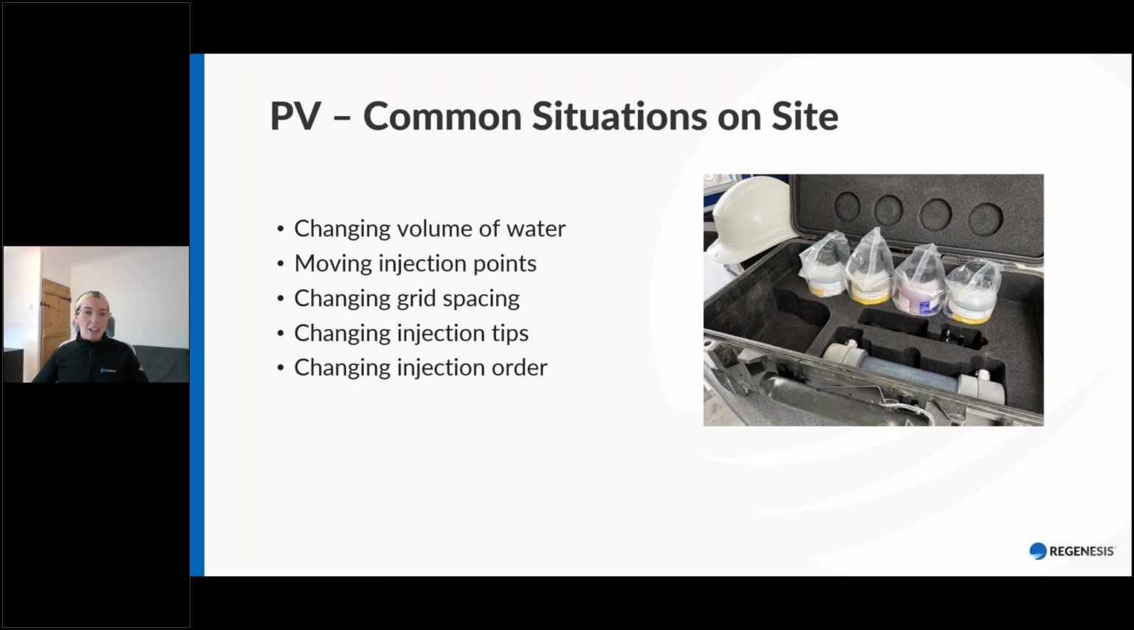We could change the injection tips, so change the method of injection, meaning the type of tip on the end of a retractable rod, because sometimes distribution can be limited in certain geologies, and we may need to inject through an auger tip or a bulb. And finally, we could change the injection order. We typically inject each point from the bottom up, and we could change to injecting top down.